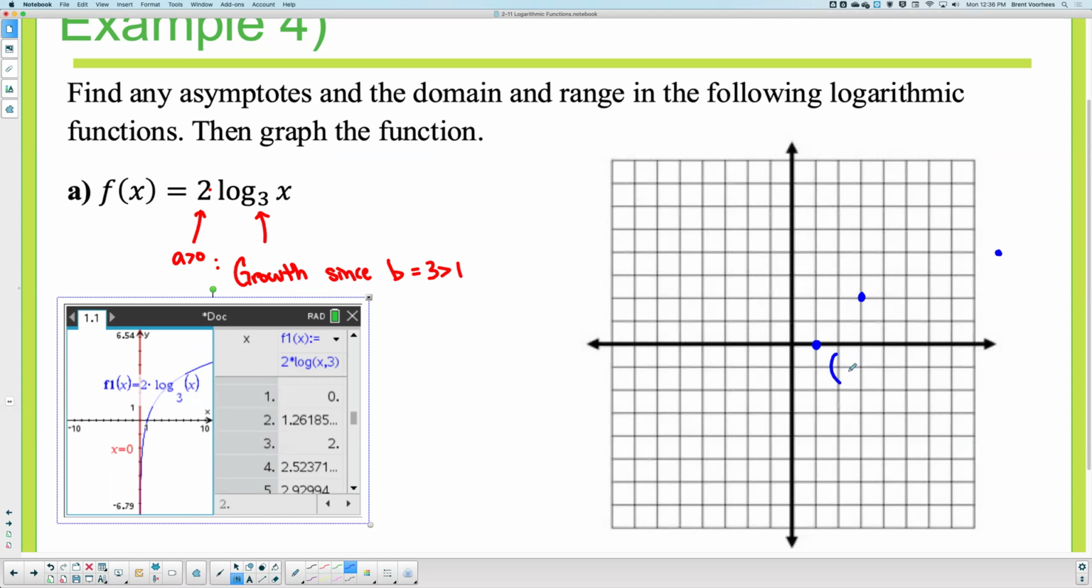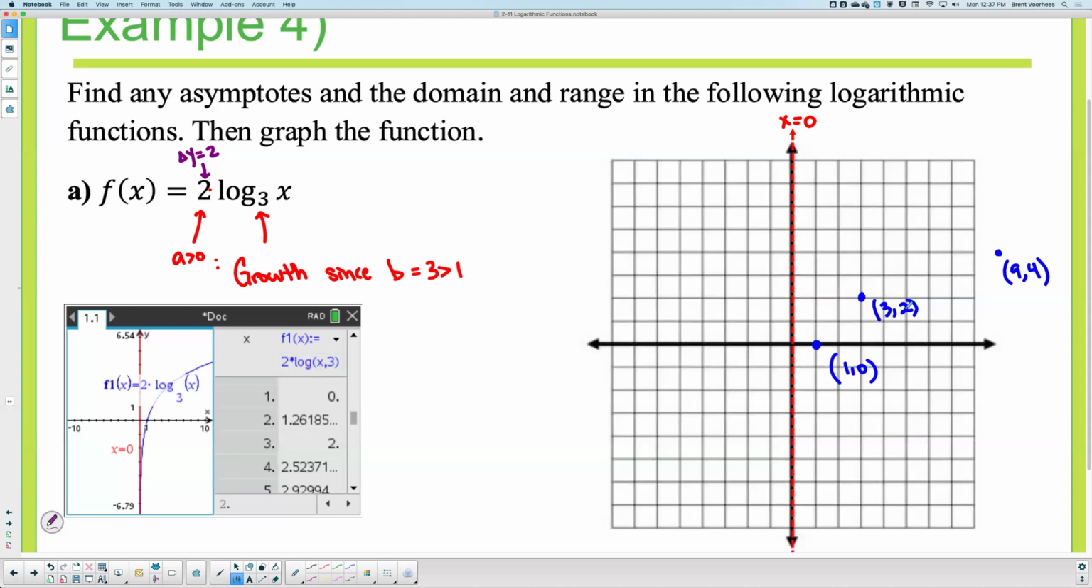So this point was 1, 0. This point was 3, 2. This point was 9, 4. Now the reason why this graph looks like this is because your x's get multiplied by some value, your y's get added by some value. Look at your equation. What's the y's going to be added by? That's going to be your delta y. Remember that? That's your delta y. Delta y is equal to 2.